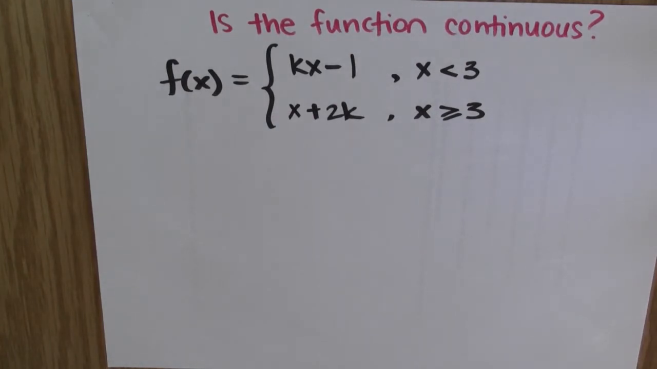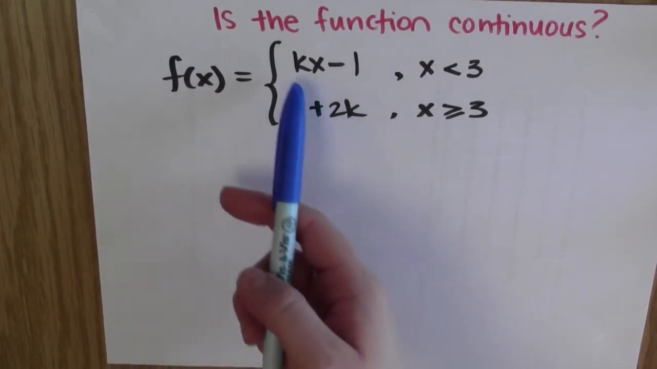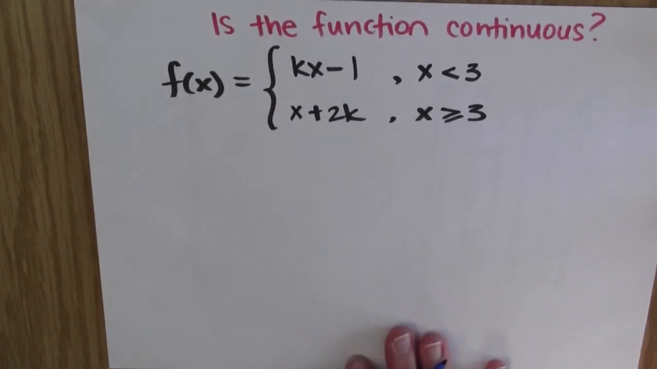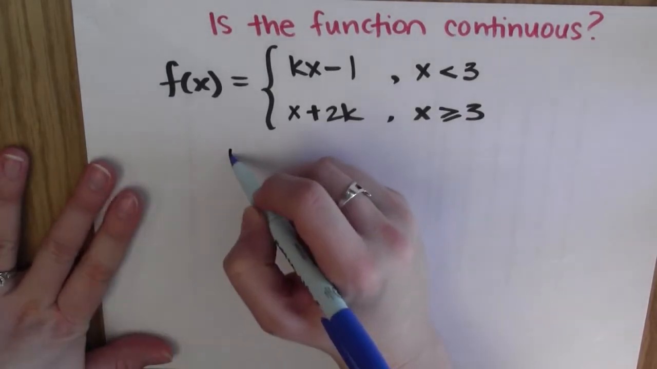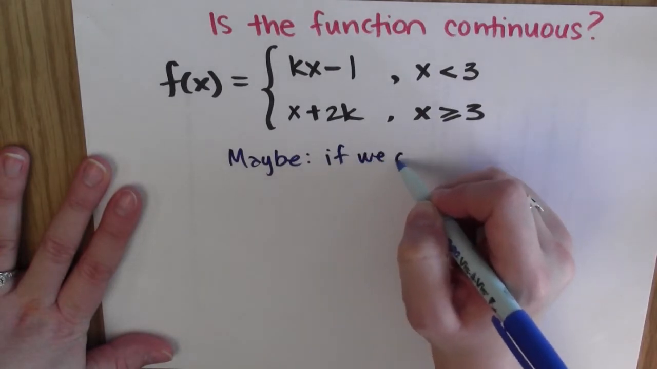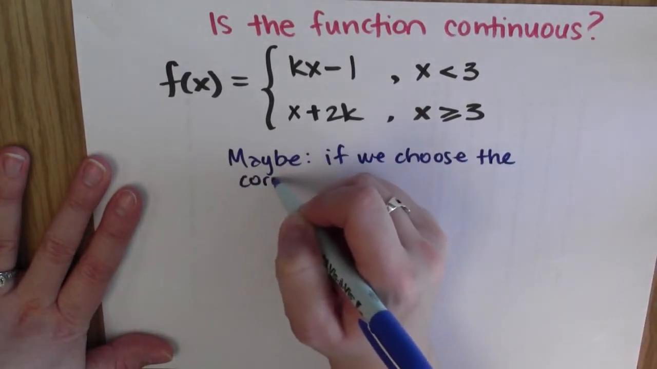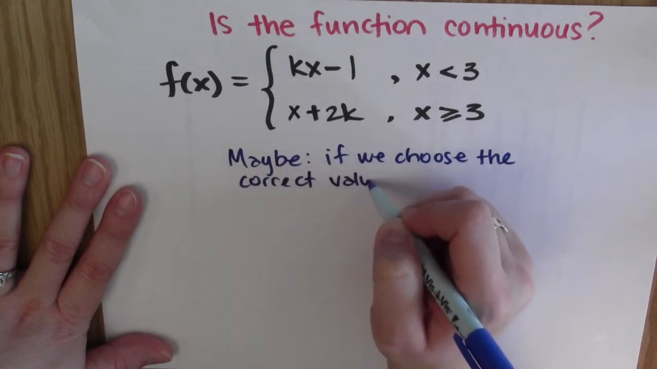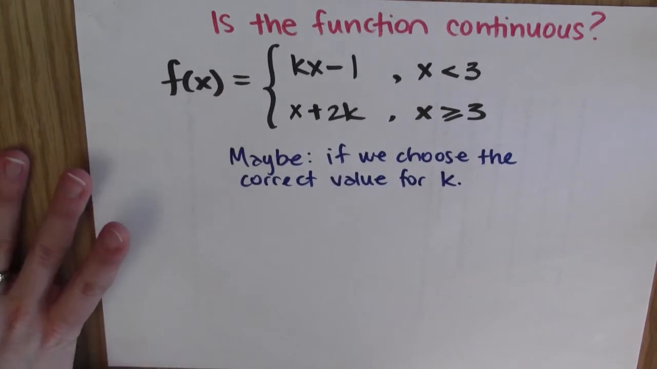I have too many variables here, right? Normally I'm plugging in x's, but I also have these k's that are hanging out in my function. And so the real answer to this question is maybe. If we choose the correct value for the k.